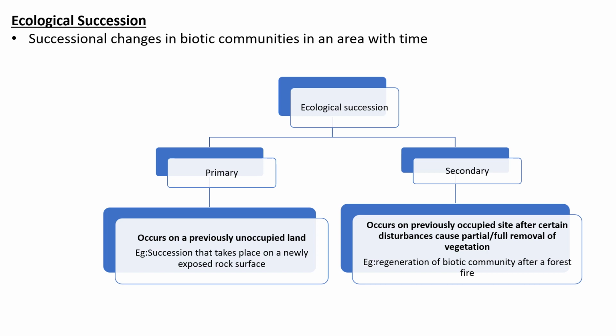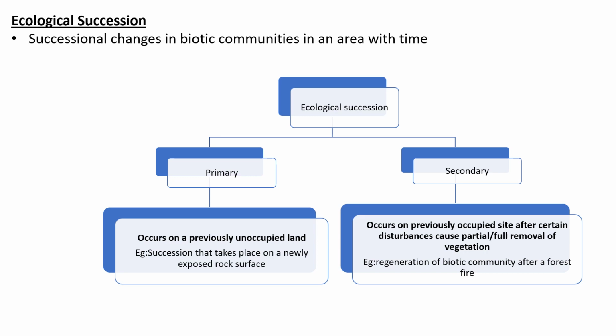Consider another scenario where a biotic community was partially or fully removed from a site due to a disturbance, let's say a forest fire. If vegetation regenerates in that land, it is called secondary succession because a biotic community already existed there, which was lost due to an event called a forest fire.